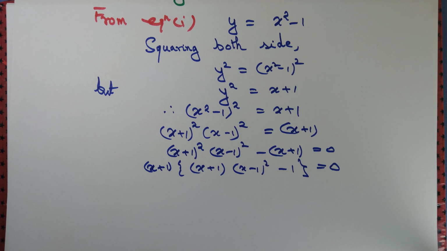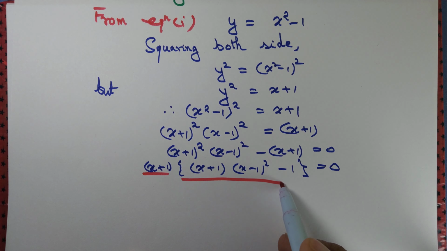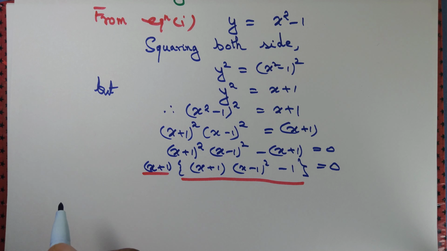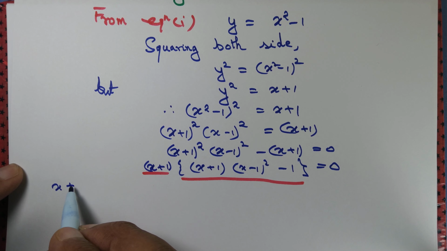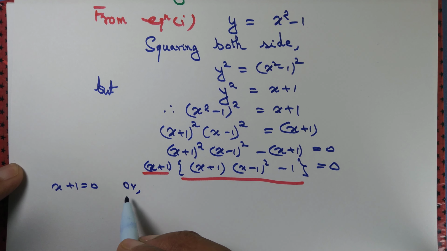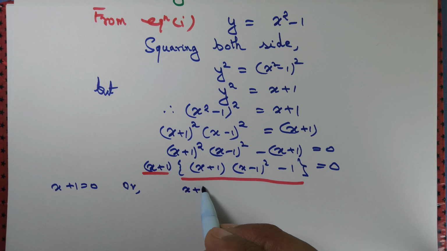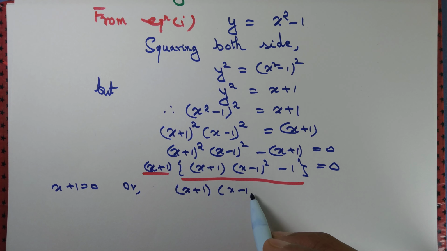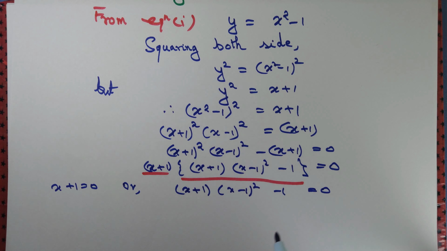Now we have a product of two numbers equal to 0. (x + 1) times this equals 0. Then we must have either x + 1 = 0 or (x + 1)(x − 1)² − 1 = 0, or maybe both of them are 0. If x + 1 = 0, then we get x = −1. If (x + 1)(x − 1)² − 1 = 0, now we cannot take anything common, we just have to multiply it.